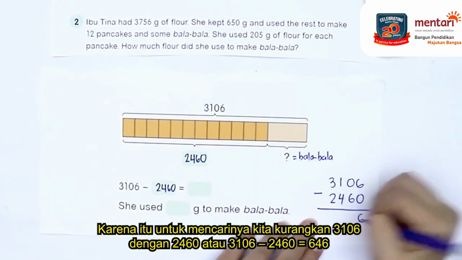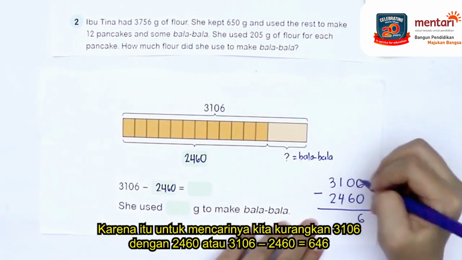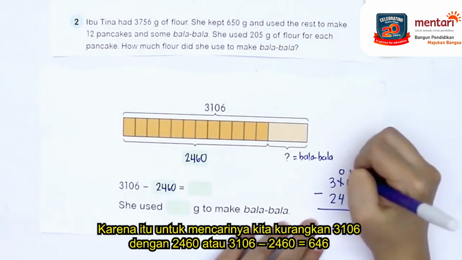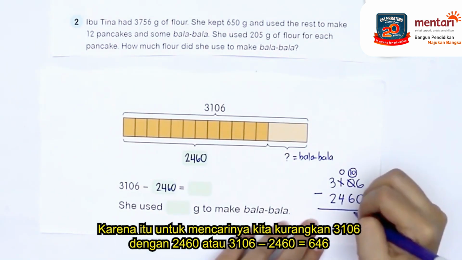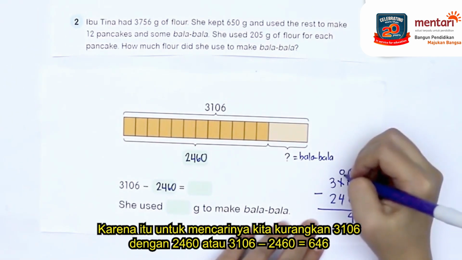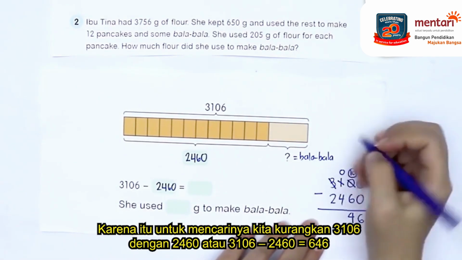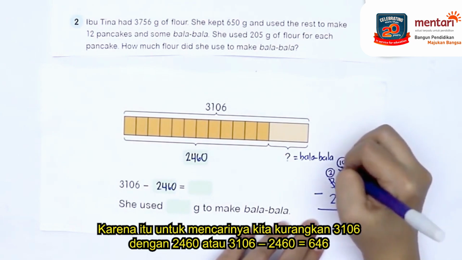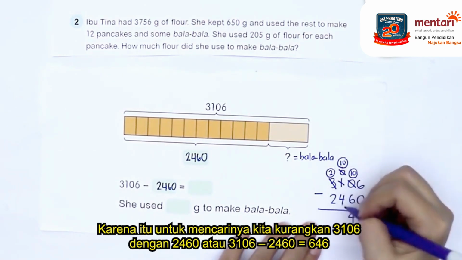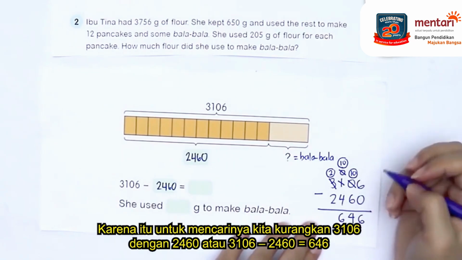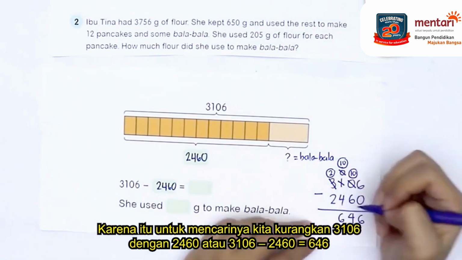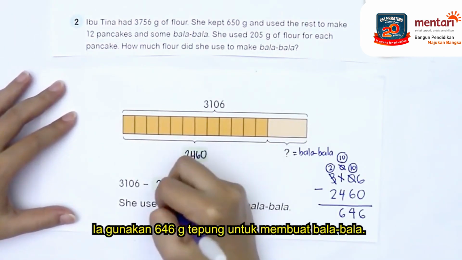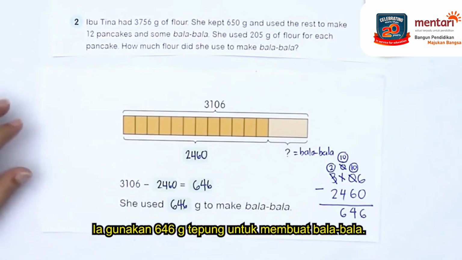6 minus 0 is still 6. 0 tens minus 6 is not enough. So we need to regroup 1 hundred. So it became 10 tens minus 6 will give us 4 tens. 0 hundreds minus 4 is not enough. So we need to regroup the 3 thousands. So 0 hundreds will become 10 hundreds. 10 hundreds minus 4 will give us 6 hundreds. And 2 thousands minus 2 is 0. Therefore, she used 646 grams to make bala-bala.